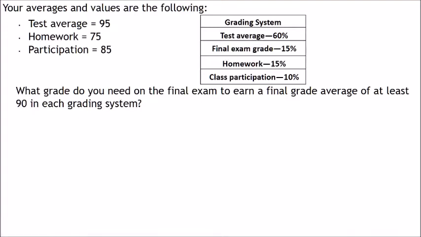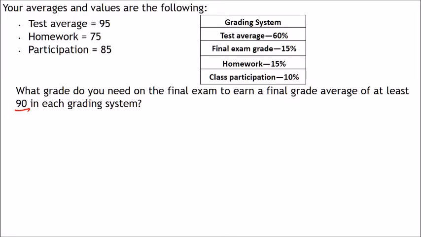Okay, we got one more video for weighted sums using a grading system. On this one, if you notice, it's talking about what grade we need on the final exam. So this is the one where we actually have to solve for one of the grades. What grade do you need on the final exam to earn a final grade average of at least a 90? So we want the final average to come out to be a 90.